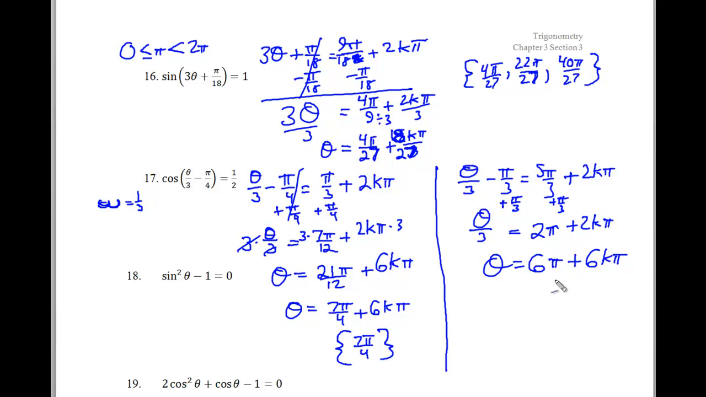Obviously, I will have more answers, but I'm not looking for an infinite set of answers. I'm looking for the set of answers inside of one revolution around the unit circle. So my answer is 7 pi over 4.